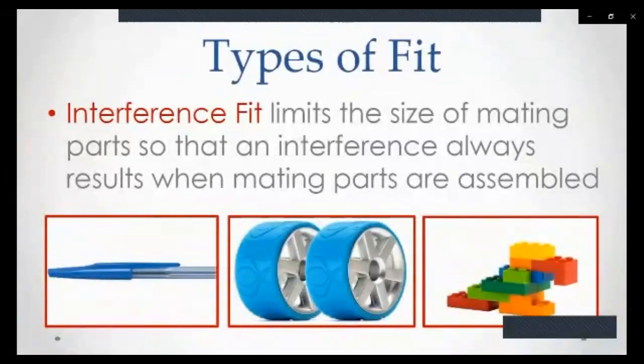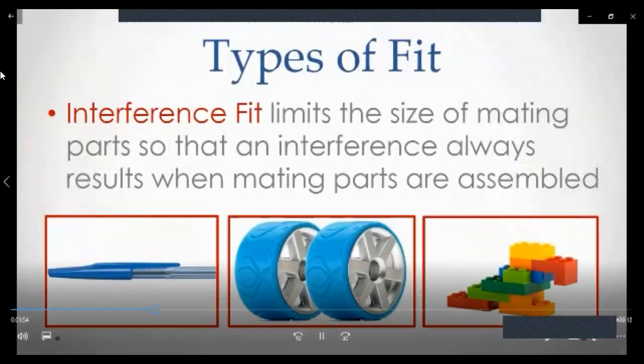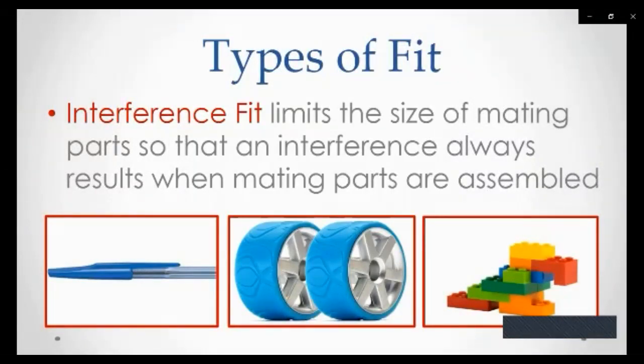Another type of fit is called an interference fit. In this case, the sizes of the mating pieces are limited so that there is always an interference between the parts when they're assembled. This type of fit is used when pressure between the parts is all that holds them together, such as the cap on a pen, the rubber tire stretched around the plastic wheel, or the toy bricks that snap together. For these products to function, there must always be interference between the parts.